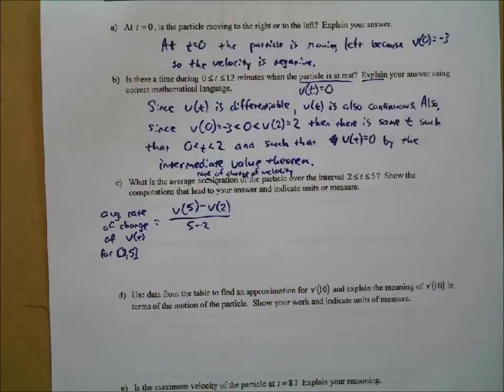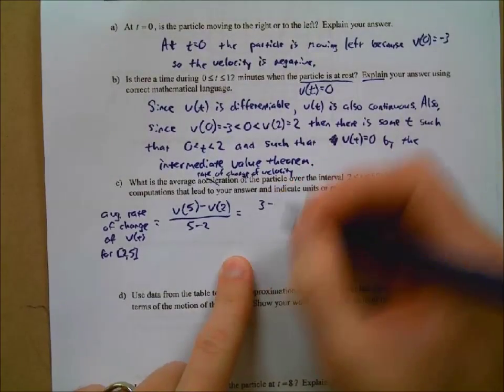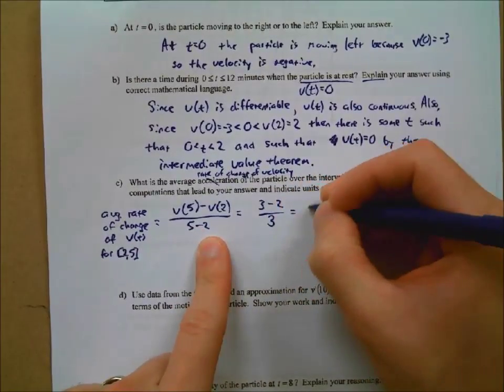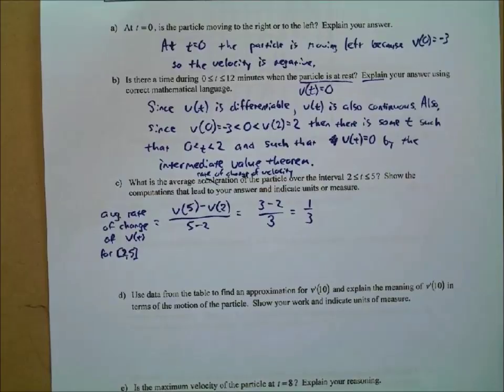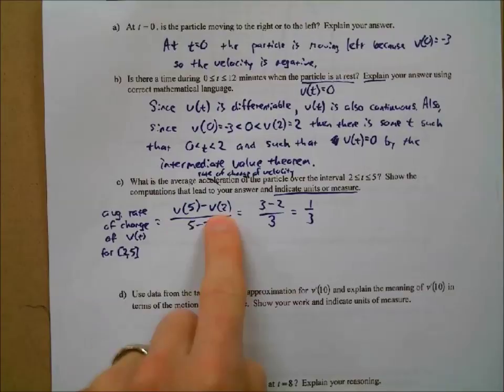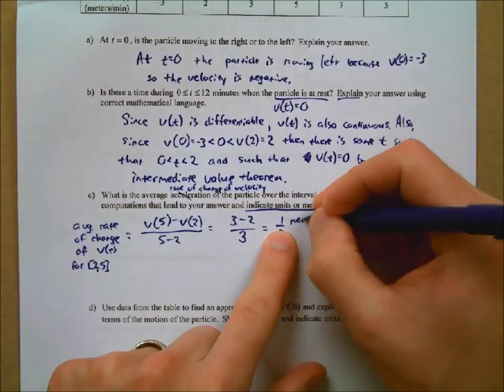What's v of 5? 3. What's v of 2? 2. And then 5 minus 2 is 3. And so we get 1/3. Are we done? No. What do we still need? Indicate units of measure. Okay. It's easy to do this. What are our velocity units? Yeah, we've got it right there. Meters per minute. So it's 1 meter per minute.